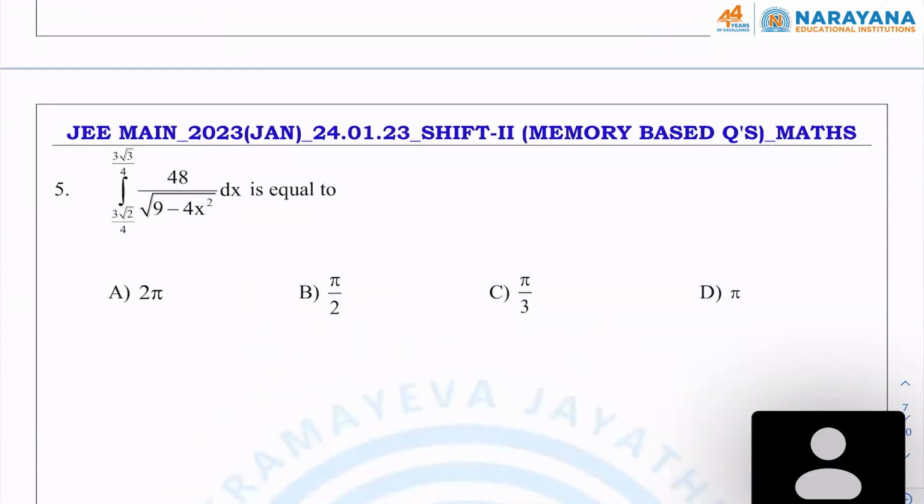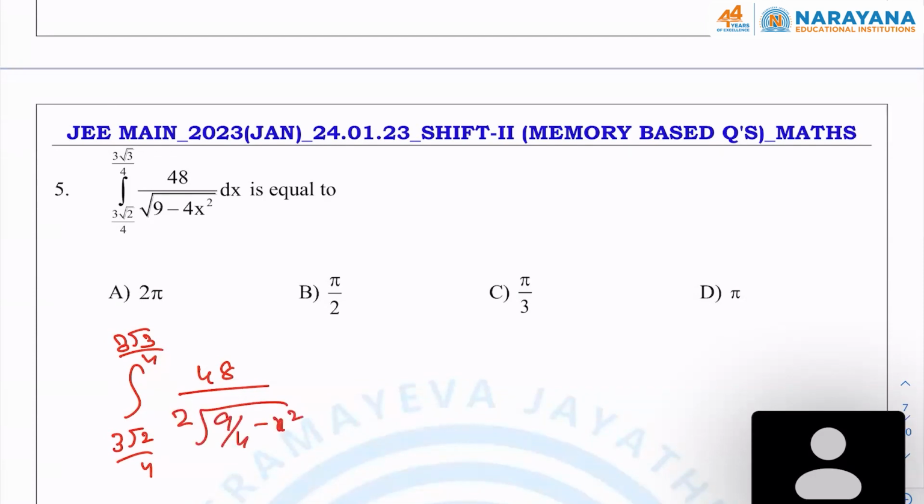Next one, this is a question on definite integrals. Integral from 3 root 2 by 4 to 3 root 3 by 4 of 48 by root of 9 minus 4x square. In the denominator, root of 9 minus 4x square, I will take out 4 common. So you will get 2 root of 9 by 4 minus x square dx.